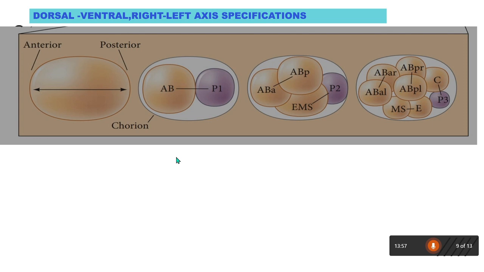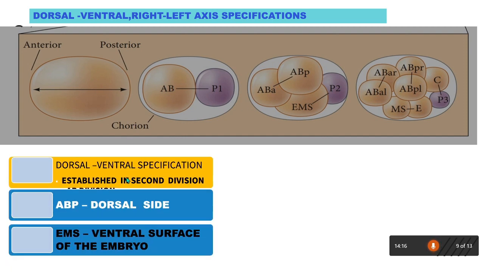Why this has been dealt with is because depending on where the ABP is present and where the EMS is present, the dorsal-ventral axis is getting formed. So, moving on to dorsal-ventral.